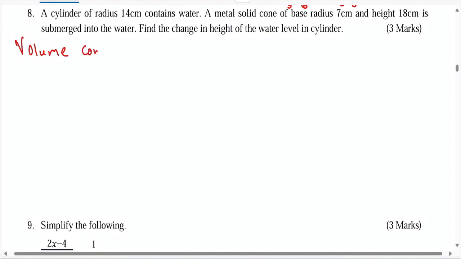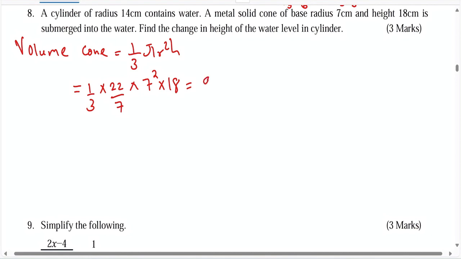Volume cone. So, the volume of a cone is given by a third pi r squared height. So therefore, utachukua a third times 22/7 times r squared, 7 squared. So 7 times 7, okay. So let's say times 7 squared times height yetu which is 18. Na answer hapa itanipa ngapi? Wacha niangalie. So a third times 22/7 times 7 squared times 18 na itanipa 924. So volume of a cone is given by 924.